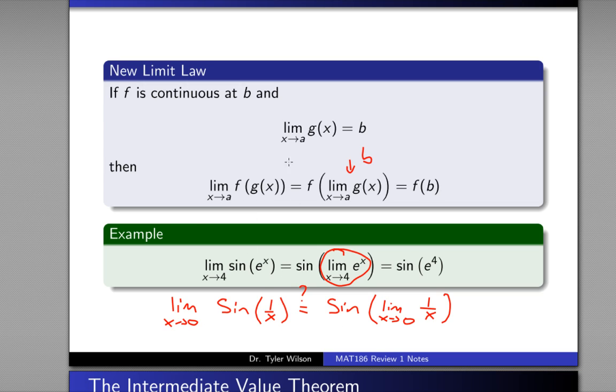Essentially, this rule says you're allowed to pull things through. You're allowed to pull the limit inside the function as long as after you do it, everything works out okay.